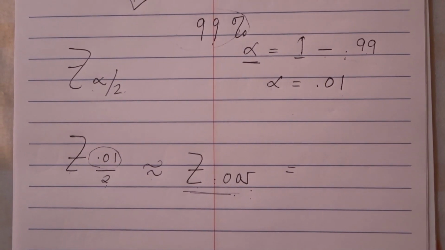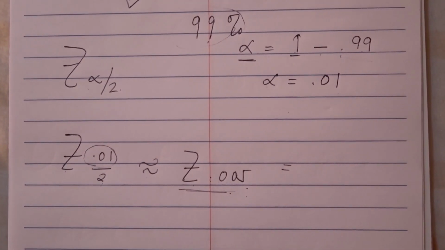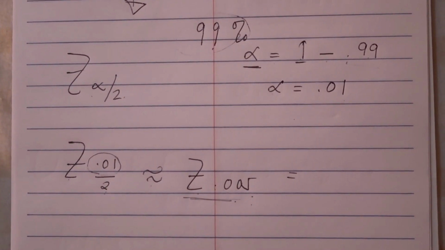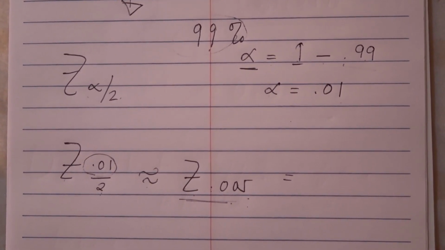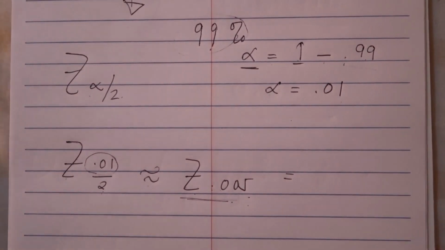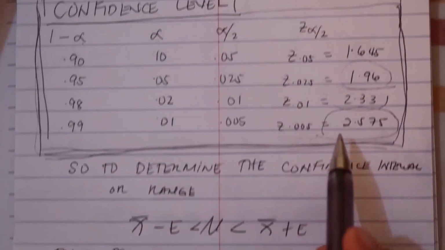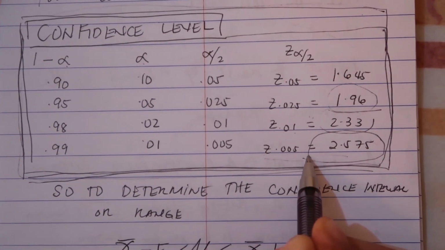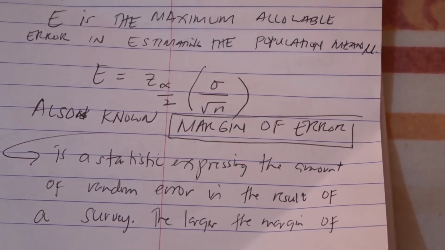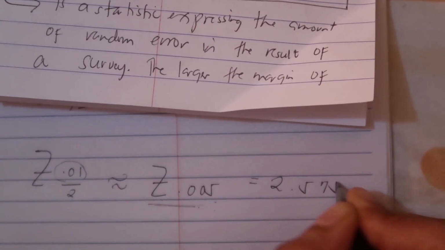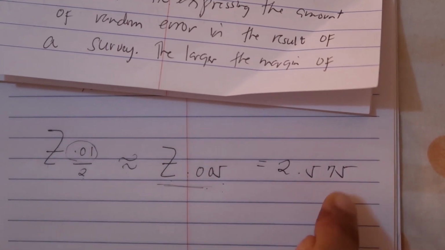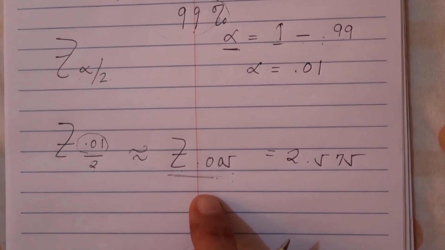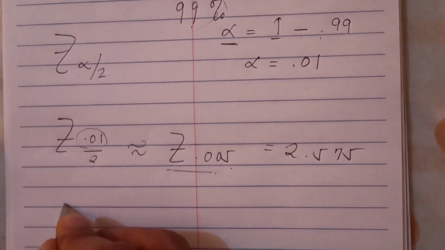So using the table, so this is the table for the confidence level. Z 0.005 is equal to 2.575. So that's the value of Z 0.005. Now, we can now solve for the margin of error.